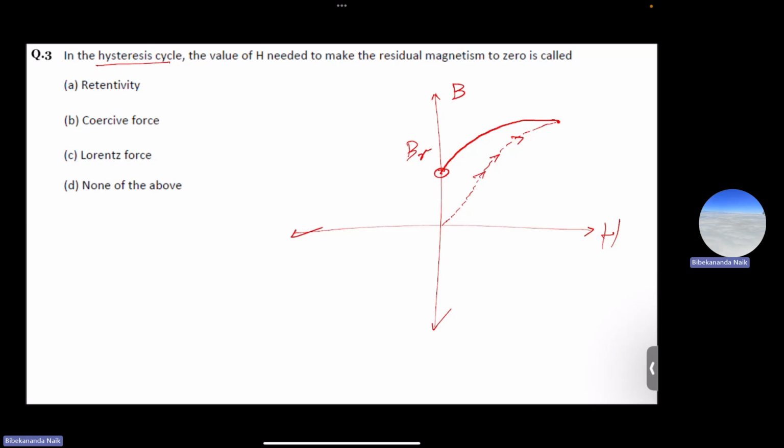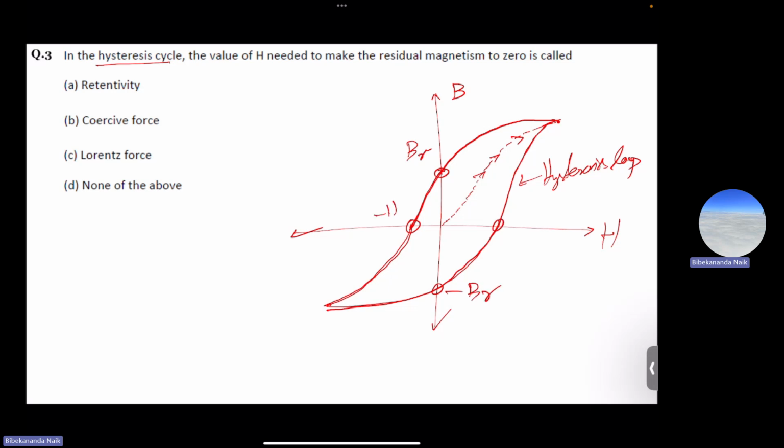And then in order to make it further 0, we need to reduce the value of H in the opposite direction. This is called coercivity. Then it goes to negative saturation, and when it is increased, it becomes like this. So this is called the hysteresis loop. This is Br, similarly this is minus Br, this is minus Hc, and this is Hc.